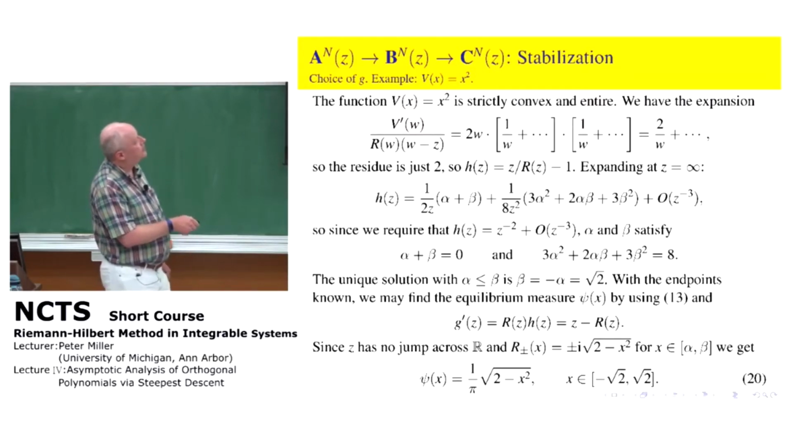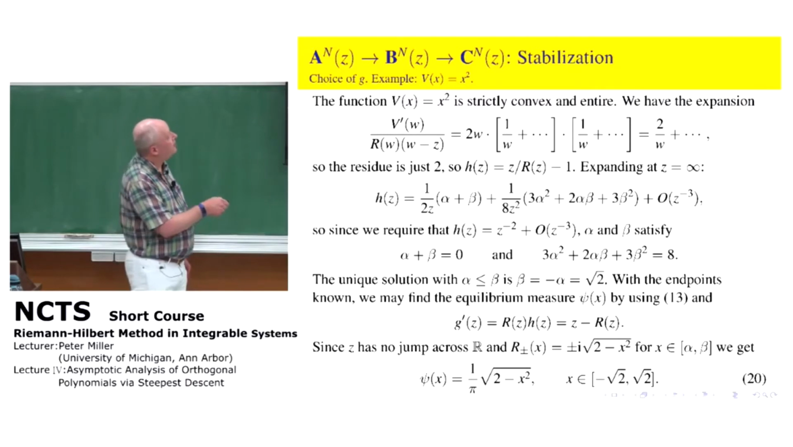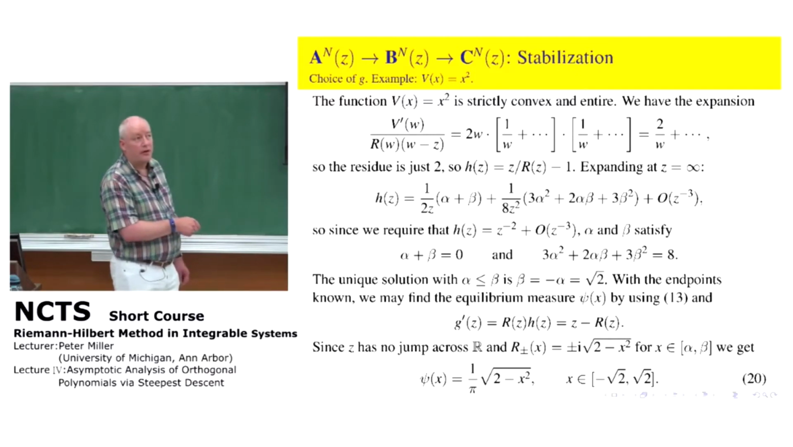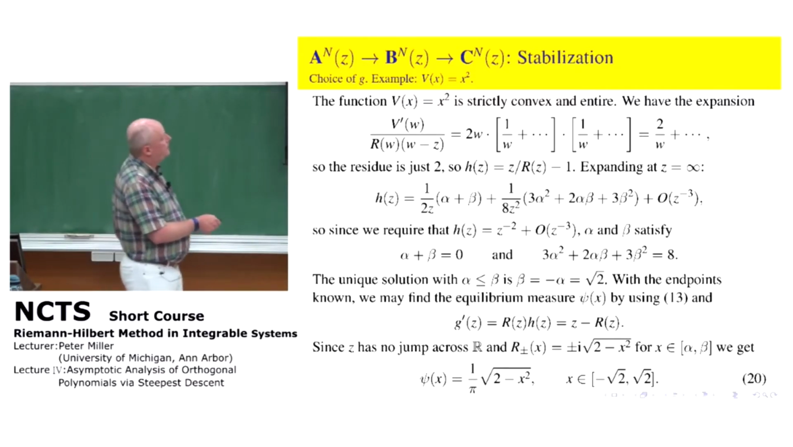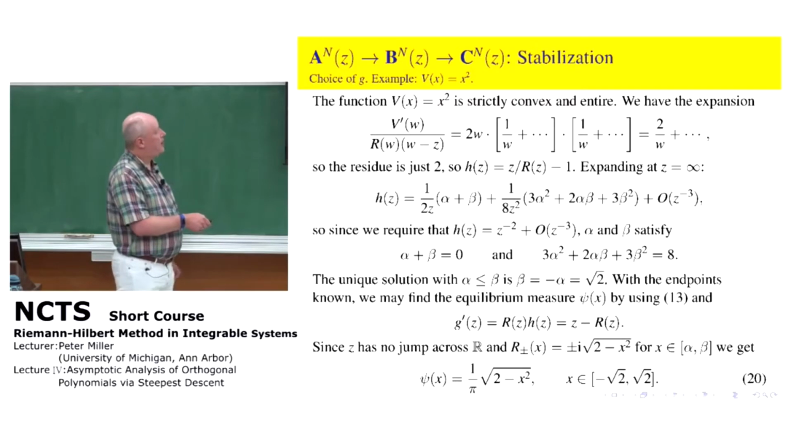And if we expand that function at z equals infinity, then h of z is 1 over 2z times alpha plus beta, plus 1 over 8z squared times this number, plus smaller terms. And so the conditions on our 2 endpoints are that this is 0, and that this one is equal to the right constant. So alpha plus beta is 0, and this quantity is equal to 8. Those are our conditions. So now you say, okay, I need to solve that. Obviously, alpha and beta are opposites of each other. And then you put it in here, and then this is a quadratic equation on, say, beta, okay? So beta is the square root of 2. You can check, okay?